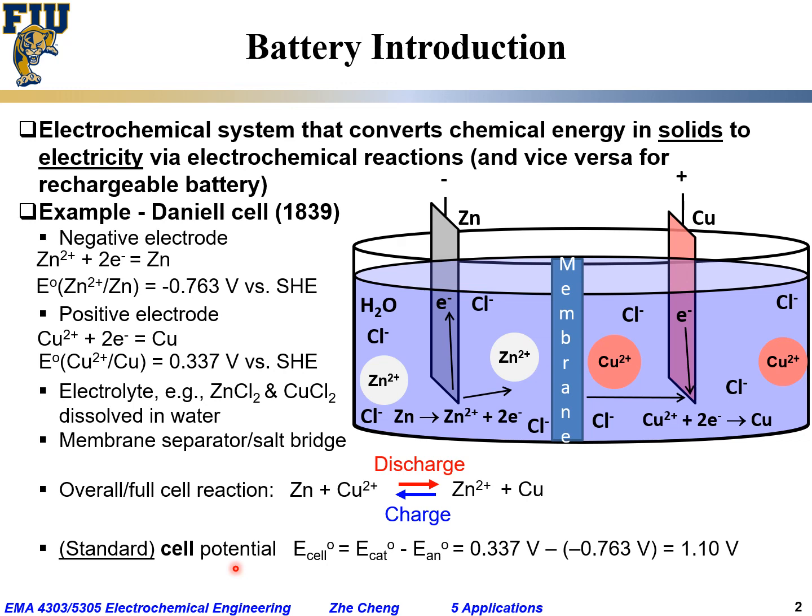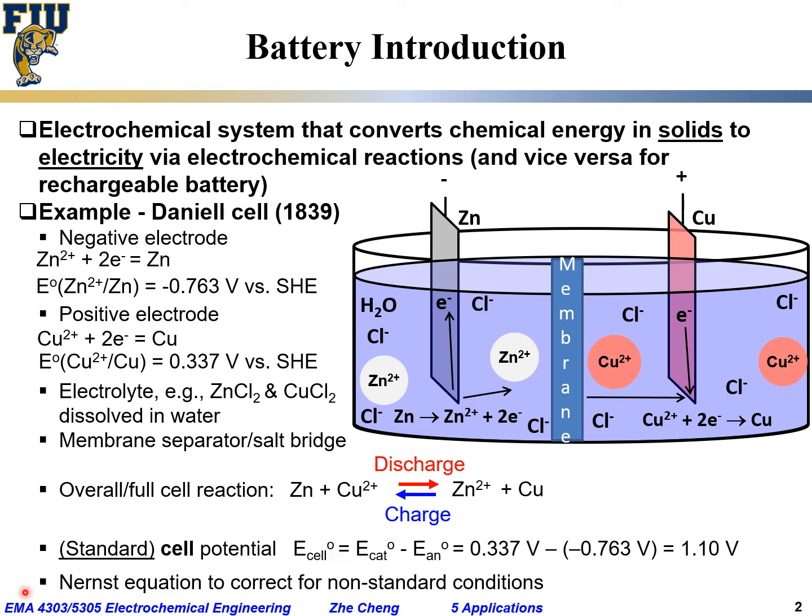Okay, we have a simple Daniell cell or Daniell battery: negative electrode, positive electrode, electrolyte, and the standard electrode potential for the negative zinc, for the positive copper, and then the overall cell potential would be cathodic minus anodic, the more positive minus the more negative, and then that gives us the standard cell potential. The zero superscript represents the standard state.